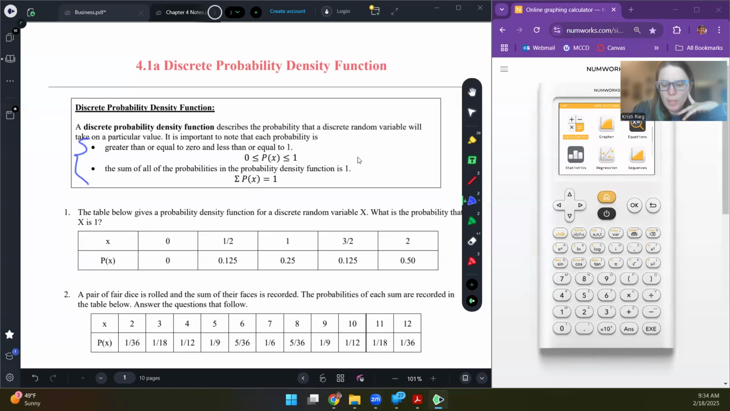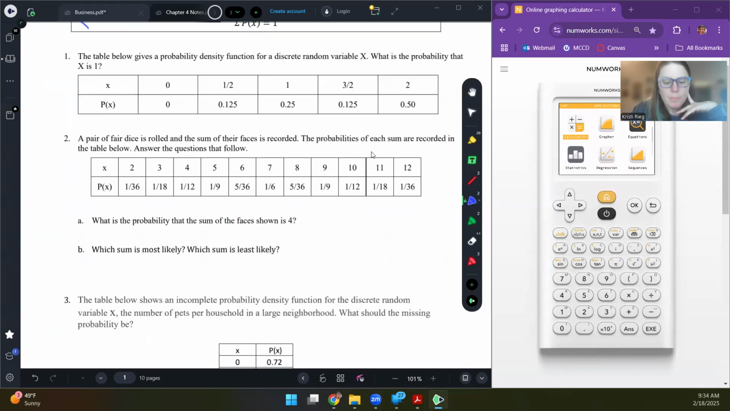Okay, this first one, we have a probability density function, and we want to find the probability that x equals 1. As a reminder, this first row, the x, is the data values, and the second row is the probability of that specific item. So this is the probability that x equals 1.